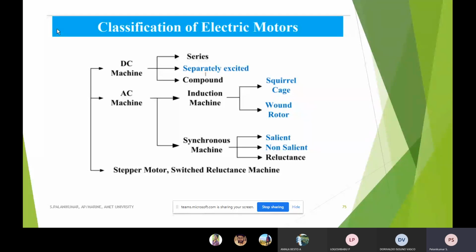We already discussed DC machines completely: the series motor and the shunt motor. In the shunt type, there is separately excited and self-excited. Actually, the shunt motor is self-excited, and we have another configuration, the separately excited motor. The third category is the compound motor. The compound motor itself has two different connections, called cumulatively compounded and differentially compounded. I explained yesterday what is meant by differentially compounded and cumulatively compounded.